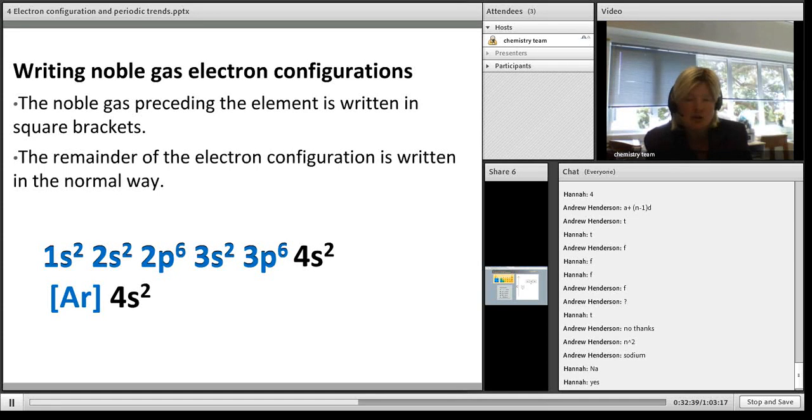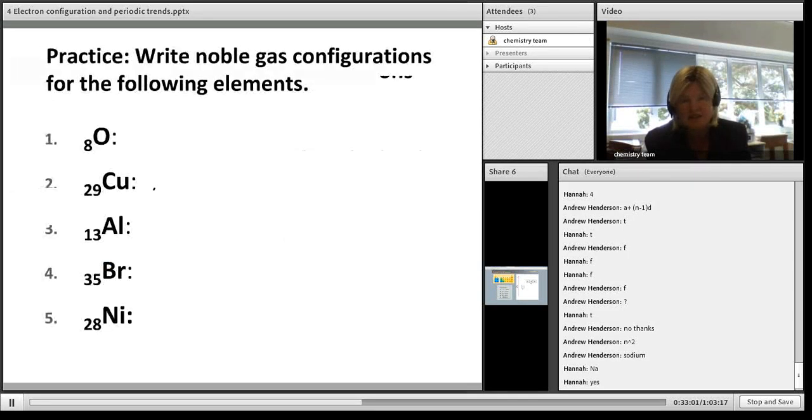Now I recommend you write out the full electron configuration first, so that you can add up those numbers to check that you've got the right number of electrons. And when you're confident and you're not making mistakes, then you can start using the noble gas configuration. Both are acceptable in the exams, unless they specifically tell you not to use the noble gas configuration.